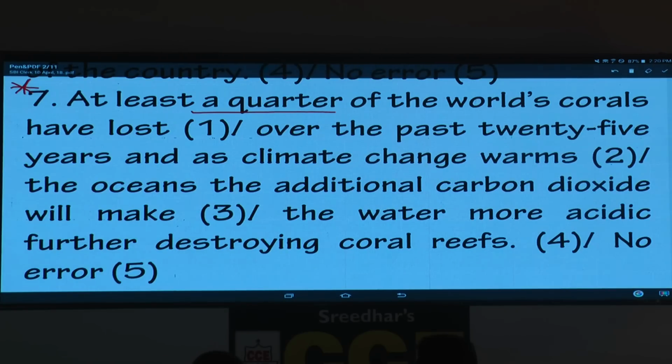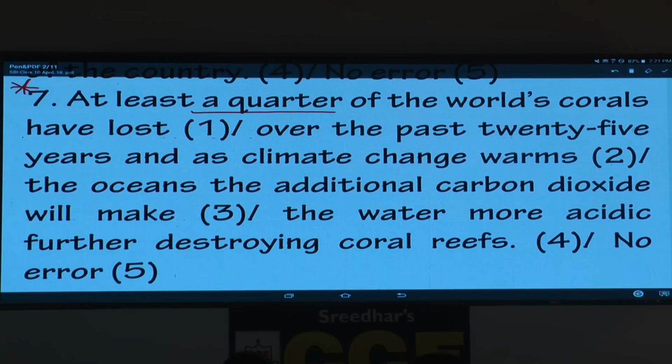At least a quarter of the world's corals have lost. Do you find some problem? Do you think some problem is there? Corals never do action. We do something and corals receive action. Whenever we talk about someone or something, if that someone or something receives action, we are supposed to use active voice or passive voice? Passive voice. Here, "have lost". Which tense is it? Present perfect, active voice. But it should be in present perfect, passive voice. We have lost the chain. Change it to passive voice: the chain has been lost.